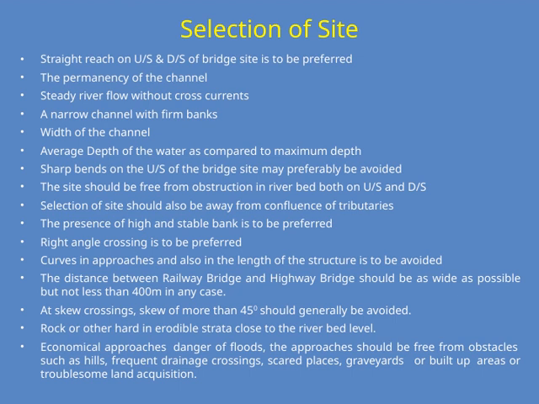Economical approaches are also vital. The site should be free from obstacles like hills, frequent drainage crossings, sacred areas, graveyards, built-up zones, or troublesome land acquisition issues. All these factors influence both the cost and feasibility of the project. Finally, the approach roads should be designed to minimize flood risks and avoid difficult terrain, ensuring smooth access for construction and future maintenance. By considering all these factors thoroughly, we can select a site that's not only structurally sound, but also cost-effective and sustainable in the long run.